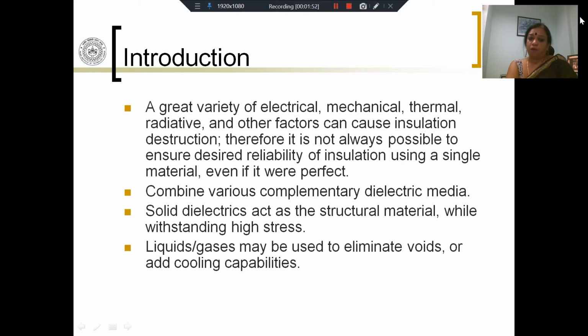So we very often combine various complementary dielectric media. For example, you can use solid dielectrics because they have structural strength, and at the same time can withstand high electric stress, but solids cannot fill up the entire space between conductors, and therefore in order to eliminate voids, we might incorporate gases. And if our objective is not only to eliminate voids, but also to provide cooling capabilities, then we might use liquids. We've already discussed these things. We have talked about transformer oil, we have talked about voids, etc.